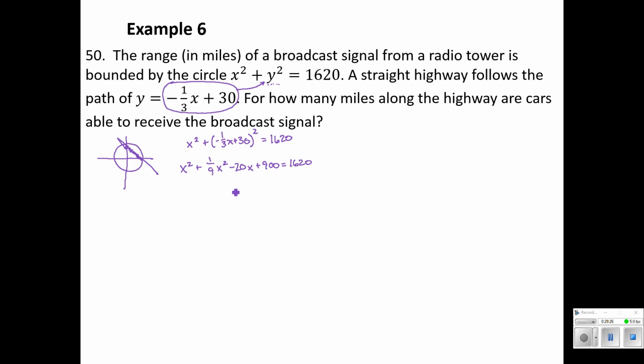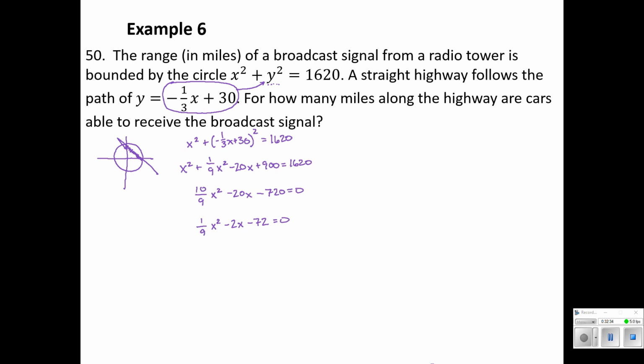Let's combine like terms and get it set equal to 0. 10/9 x squared minus 20x. If I subtract over 1620, then what I get is negative 720 equals 0. And I know this looks brutal to work with. We can actually divide both sides of this equation by 10. If I divide that by 10, instead of 10/9, I only have 1/9 x squared minus 2x minus 72 equals 0.